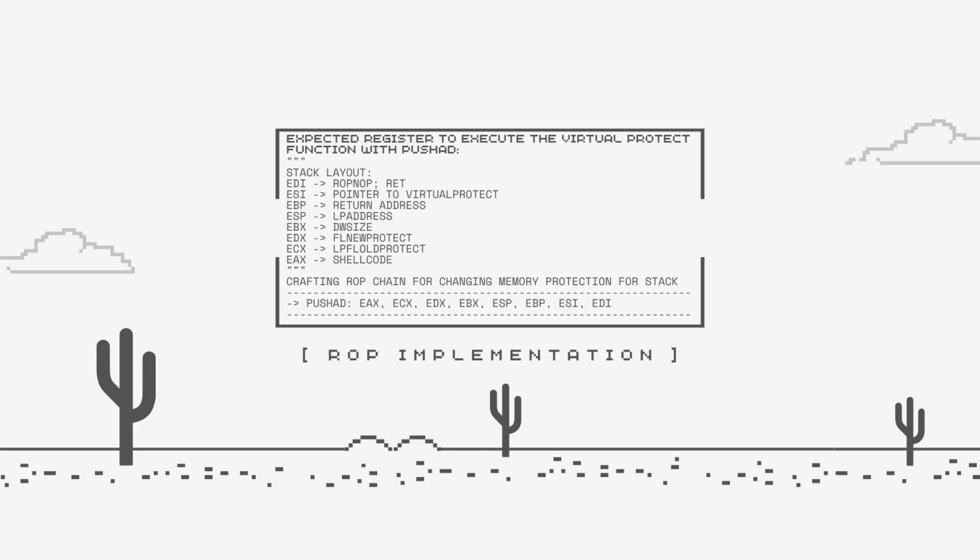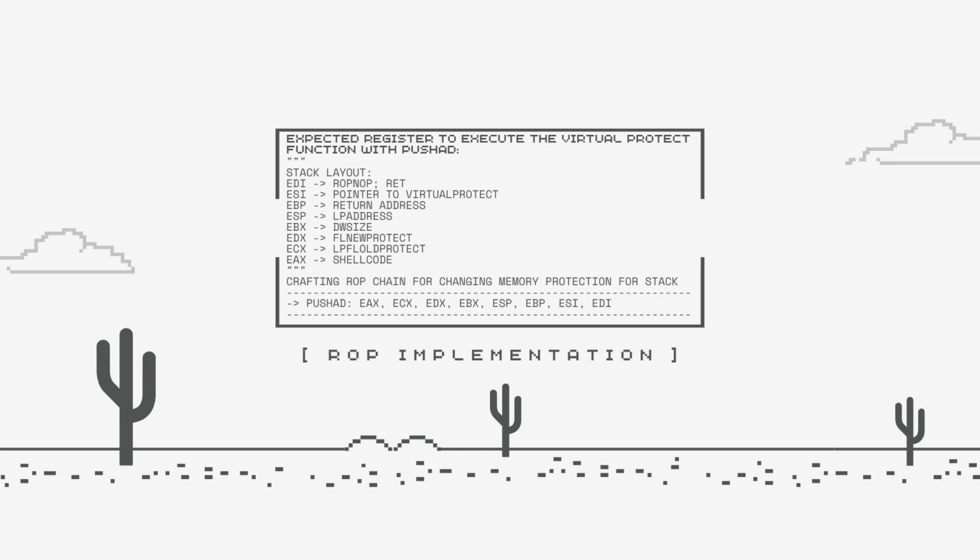Then we find a gadget that does PUSHAD followed by a call or jump to the address in ESI. When PUSHAD executes, it pushes all these registers onto the stack. Because of how PUSHAD orders the pushes and how we've loaded the registers, the stack ends up arranged correctly for VirtualProtect to read its parameters. After PUSHAD, the parameters are on the stack in the right order. ESI contains VirtualProtect's address. We call the function through ESI.